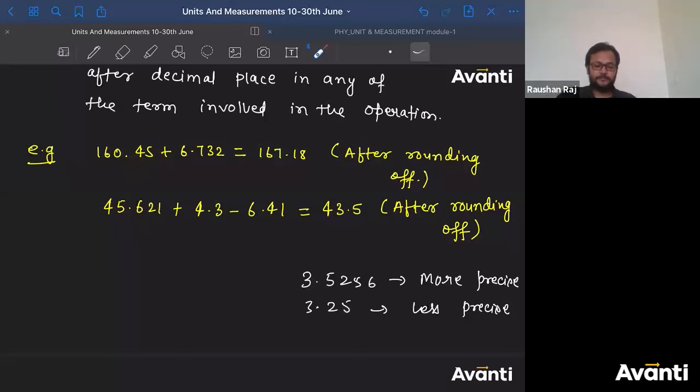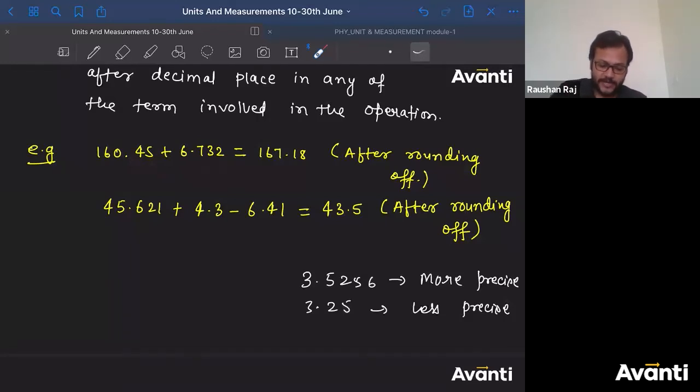2 or 3? Tell me, guys. Yes, it will have 2, because this one has 2 decimal places and this one has 3 decimal places. They have 3 positions to the right of the decimal, and this has 2 positions to the right of the decimal. So the final answer will have only 2 positions to the right of the decimal.